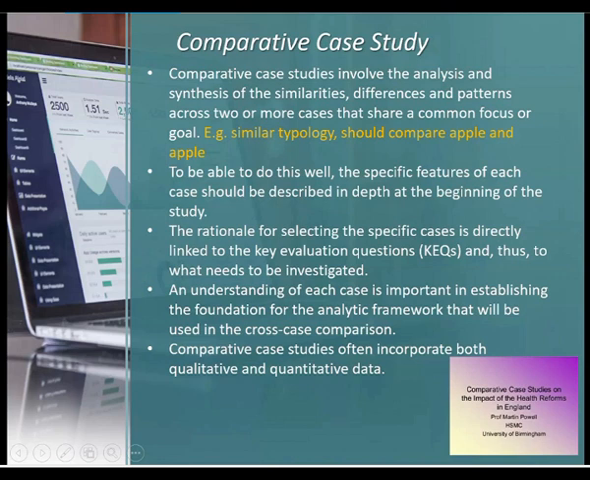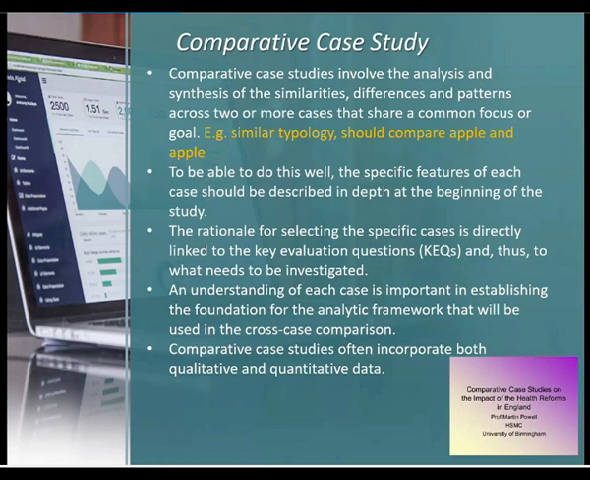Okay, so comparative case study involves the analysis and synthesis of similarities, differences, patterns of two or more cases that share a common focus or goal. For example, for buildings, you can use a similar typology of building. You cannot study a museum, and then an art gallery, and then an office. How can you come to the same conclusion to compare the notes? There are three types of building, because an office has different scenarios, different issues. A museum has different issues. An art gallery has different issues.